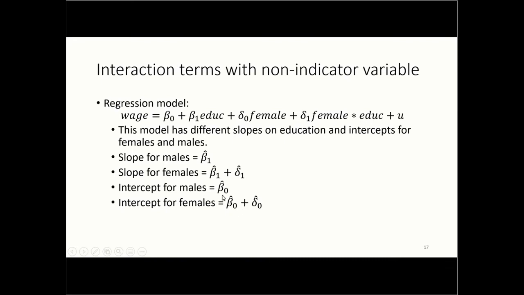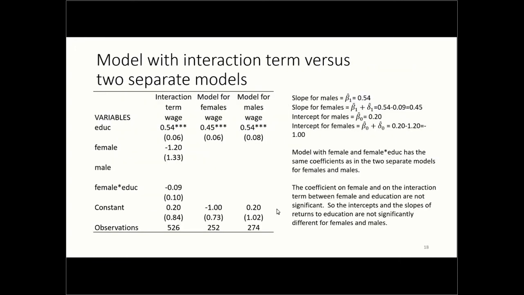So the intercept for males, again, is this number here. The intercept for females is, because this is going to be a 1, beta 0 hat plus delta 0 hat. And that would be the intercept for females. So now we have different slopes and different intercepts for males and females. So this is the model that relaxes these restrictions of things being the same for males and females. So how would this look like? If it's estimated, this is what we have here.